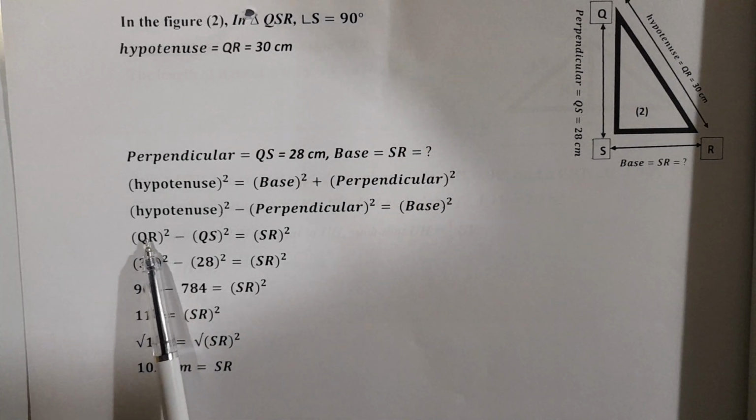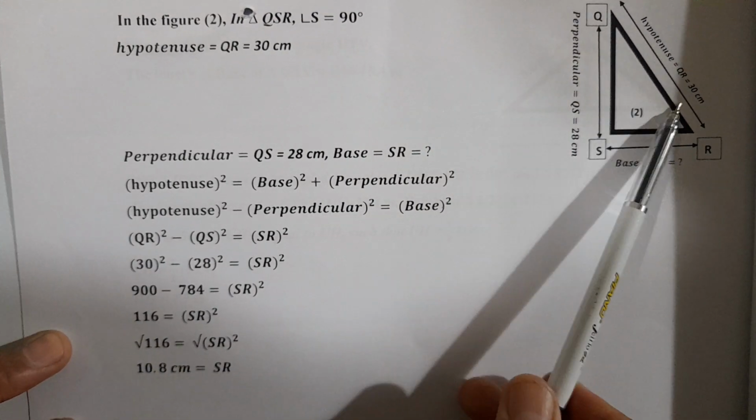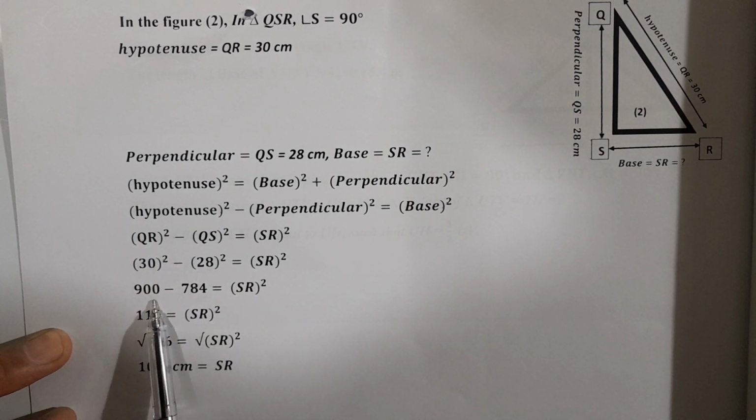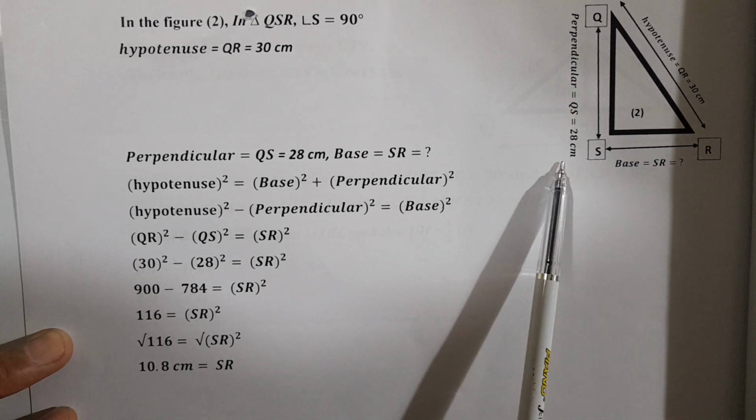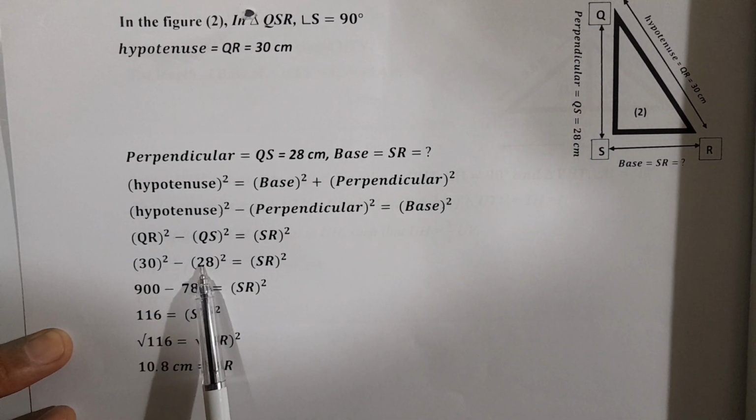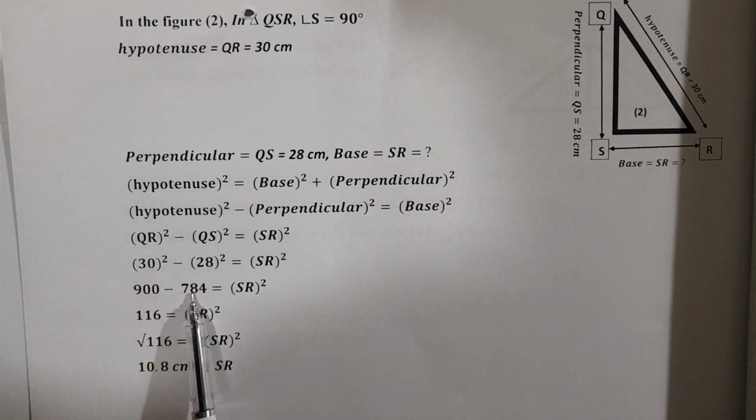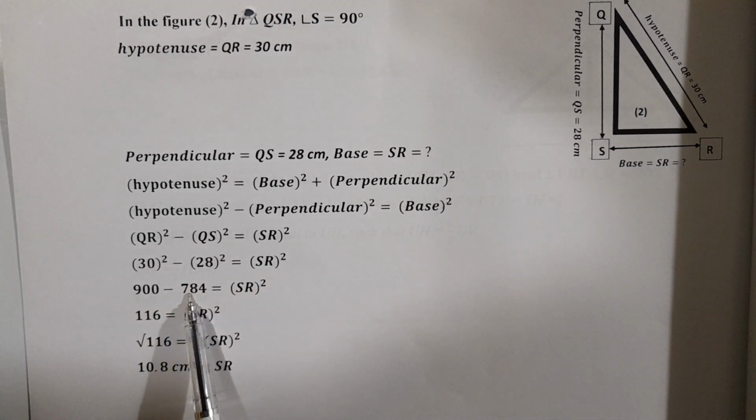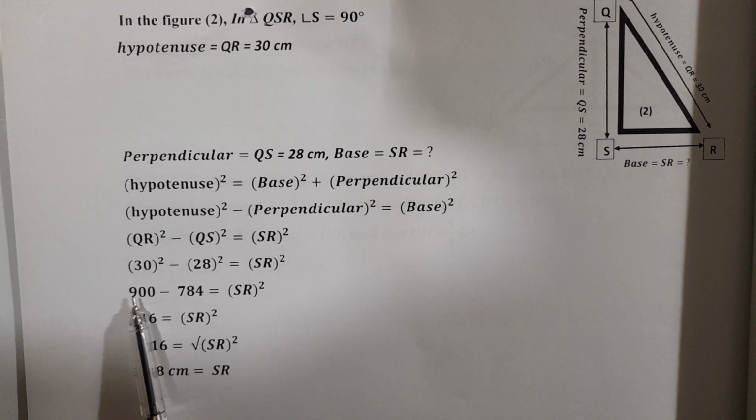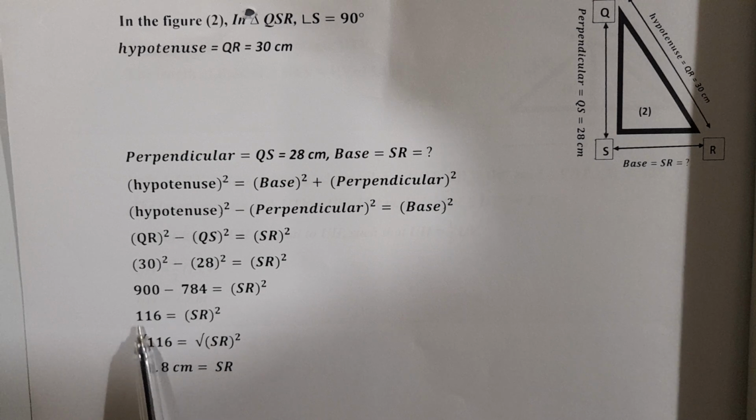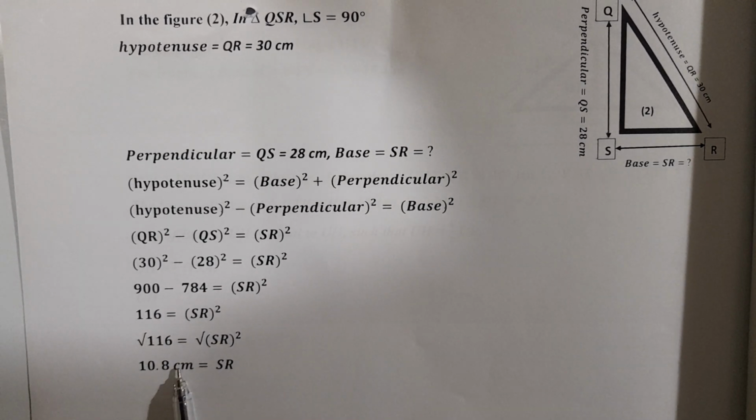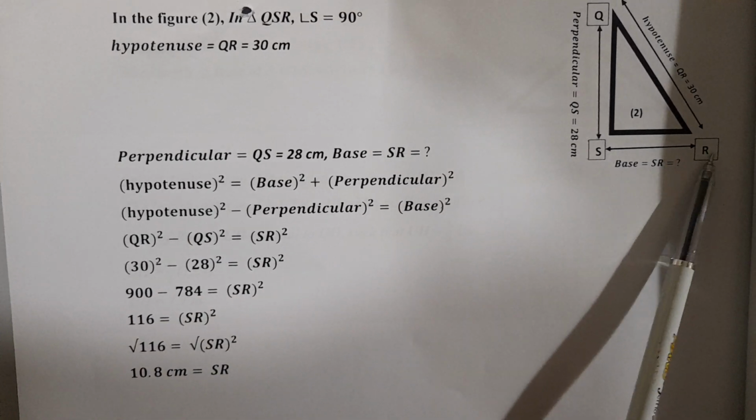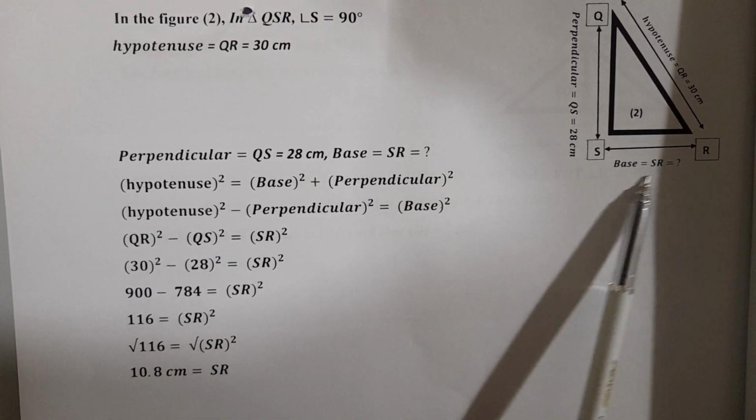Value of hypotenuse is QR, 30 centimeters. Put the value 30 and square it: 900. Value of perpendicular is QS, 28 centimeters. Put the value 28 here and square it. Square of 28 is 784. Now, subtract 784 from 900. The answer is 116. Square root on both sides. The answer is 10.8 centimeters. So, the value of base SR is 10.8 centimeters.